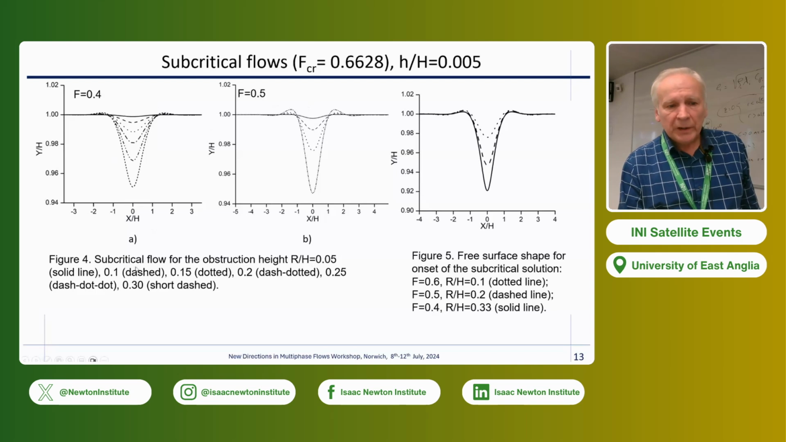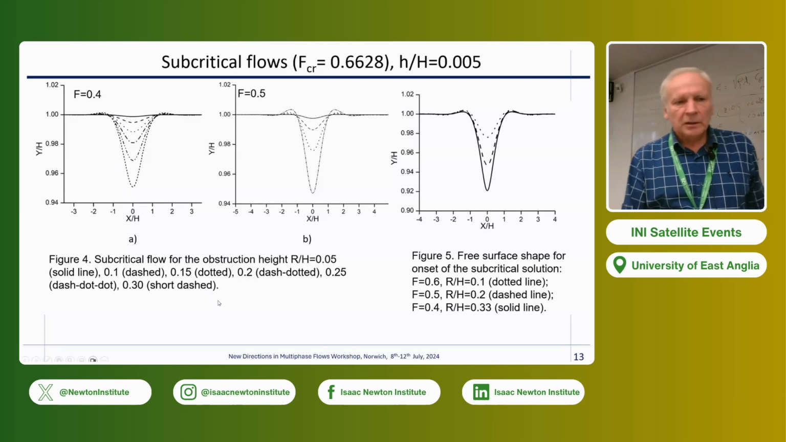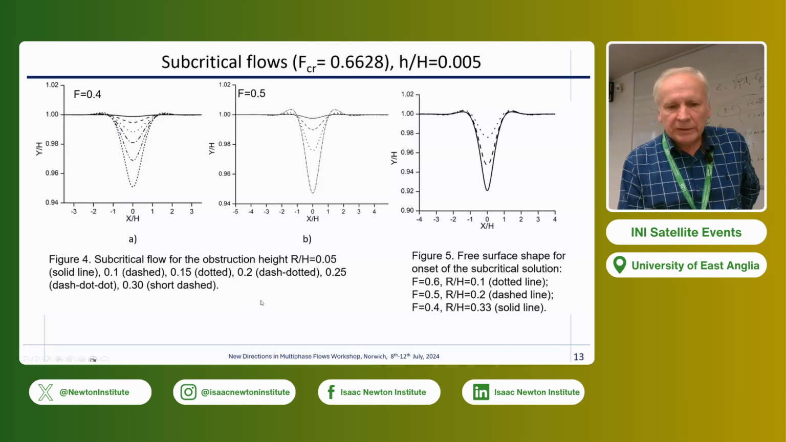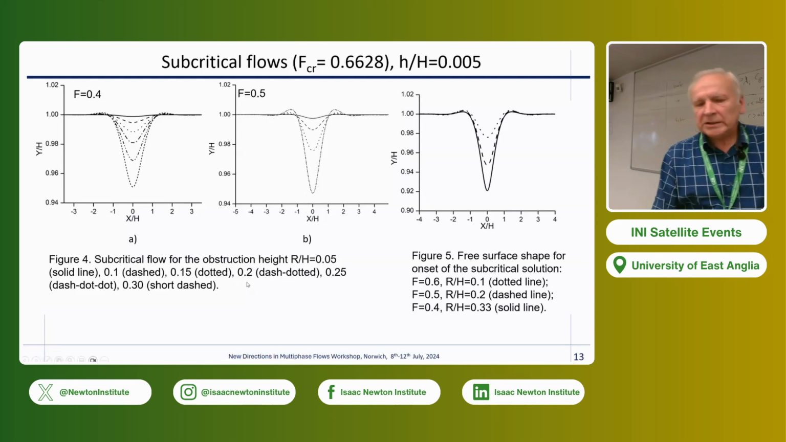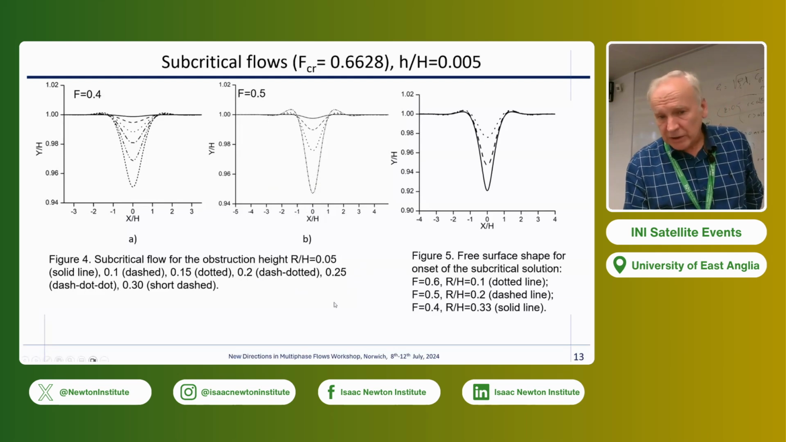For different Froude number and different height of the obstruction, we can see that as the height of the obstruction increases, the change of the deformation of the interface also decreases. But there is one moment. If Froude number is 0.5, we can calculate only a maximum height of obstruction of 0.2. We are not able to calculate a larger height of obstruction. So this is the limit. Here is shown the limit for different Froude numbers.